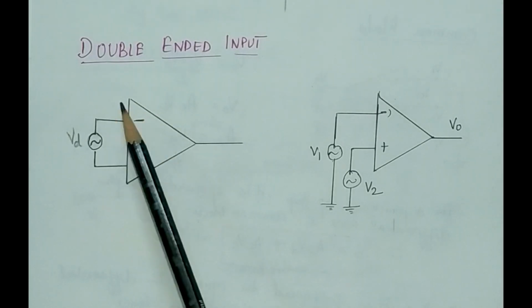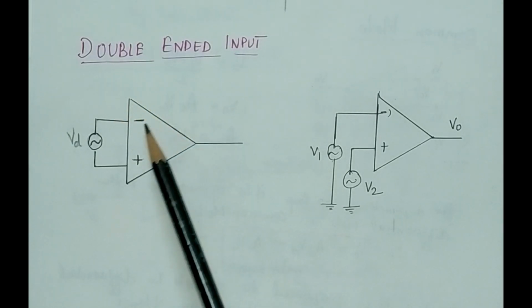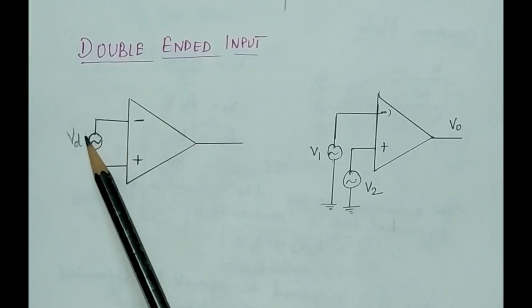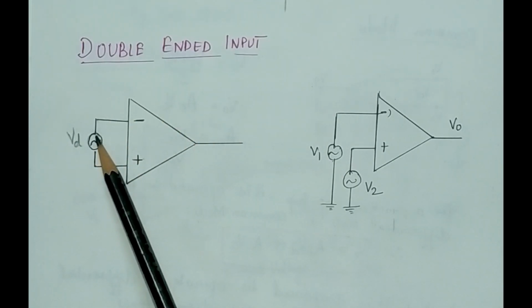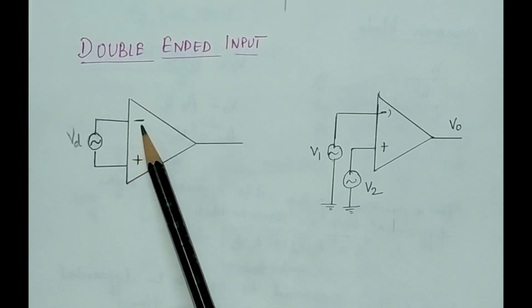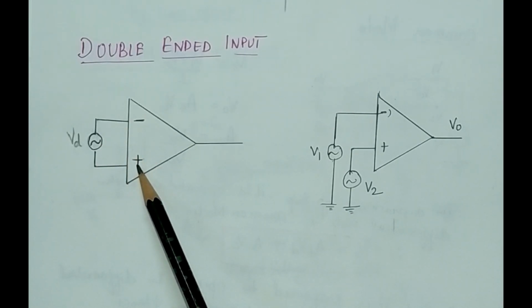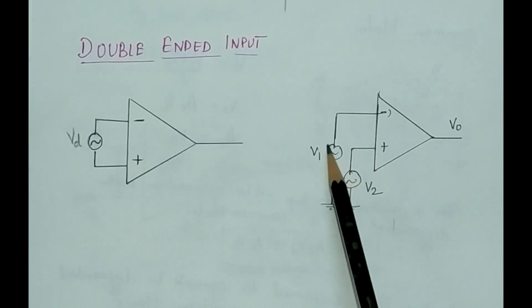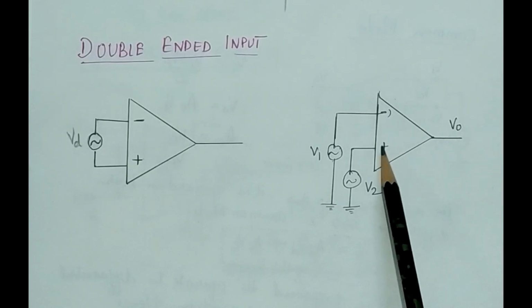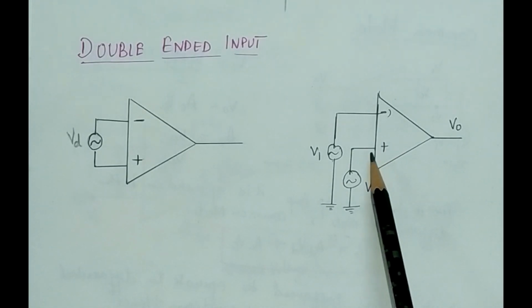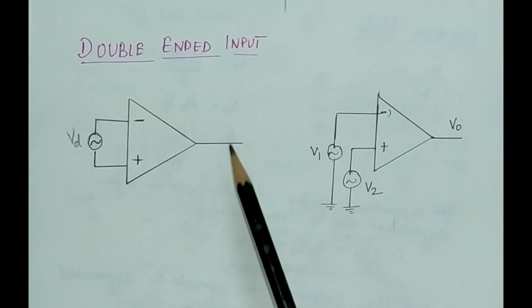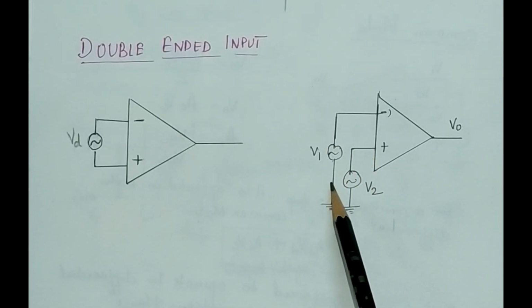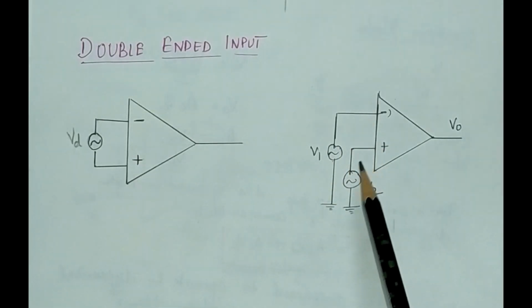Now let us see what a double-ended input op-amp is. It can be of two types. In this diagram we are giving a single input VD, and it is going to both the terminals, to the inverting terminal as well as to the non-inverting terminal. And in this diagram we are giving two separate voltage sources to the inverting terminal and to the non-inverting terminal. So there are different ways in which we can give the input to the operational amplifier. In more detail we will discuss this in the next lecture.